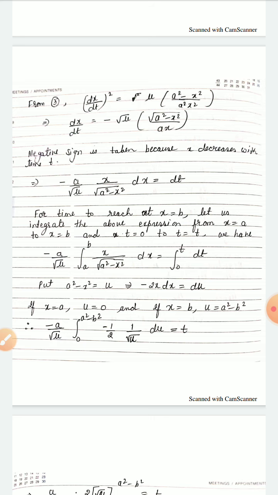For solving this integration, we substitute a square minus x square is equal to u. This implies minus 2x dx is equal to du, and changing the limits of integration: if x is equal to a, then u is equal to 0, and if x is equal to b, then u is equal to a square minus b square. So the above integration will convert into minus a by under root mu integration 0 to a square minus b square, minus 1 by 2, 1 by under root u du is equal to t.